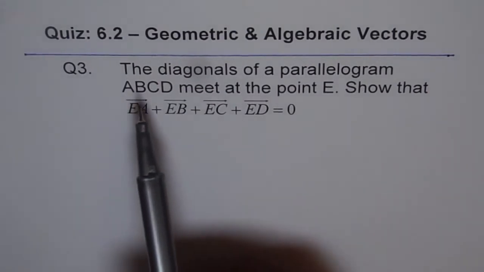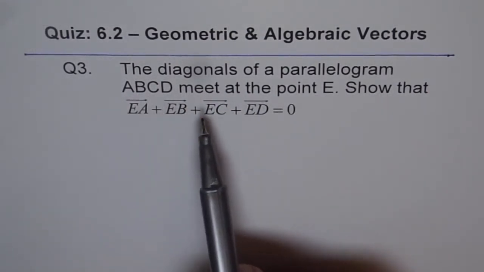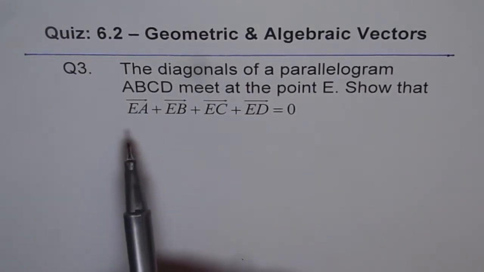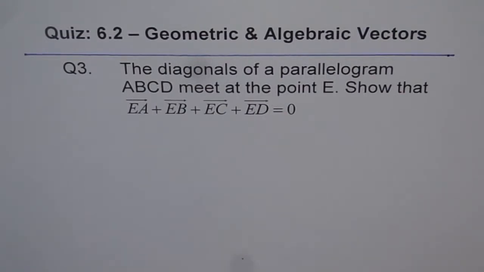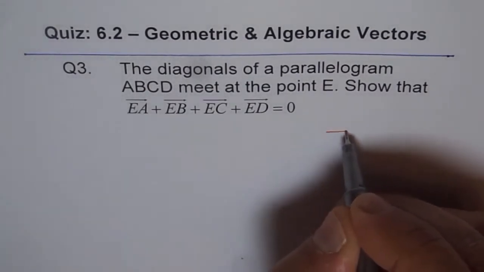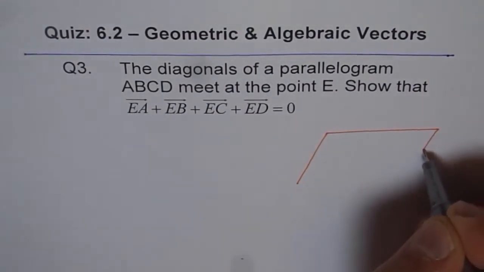Question 3 is, the diagonals of a parallelogram ABCD meet at the point E. Show that AE, EB, EC and ED add up to 0. Now the strategy here is first sketch your diagram, right? So first sketch, always sketch. So let's make a parallelogram. So that's kind of a parallelogram, right?